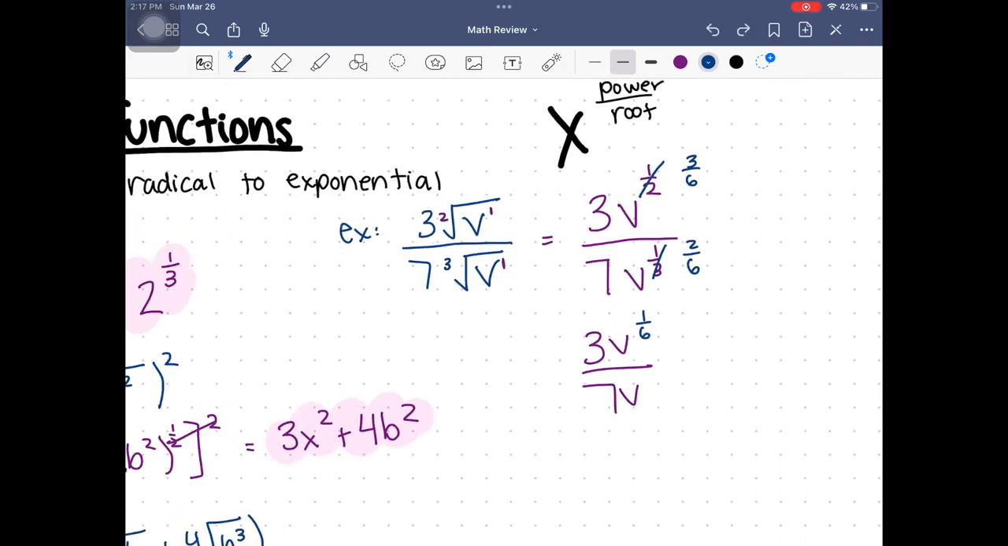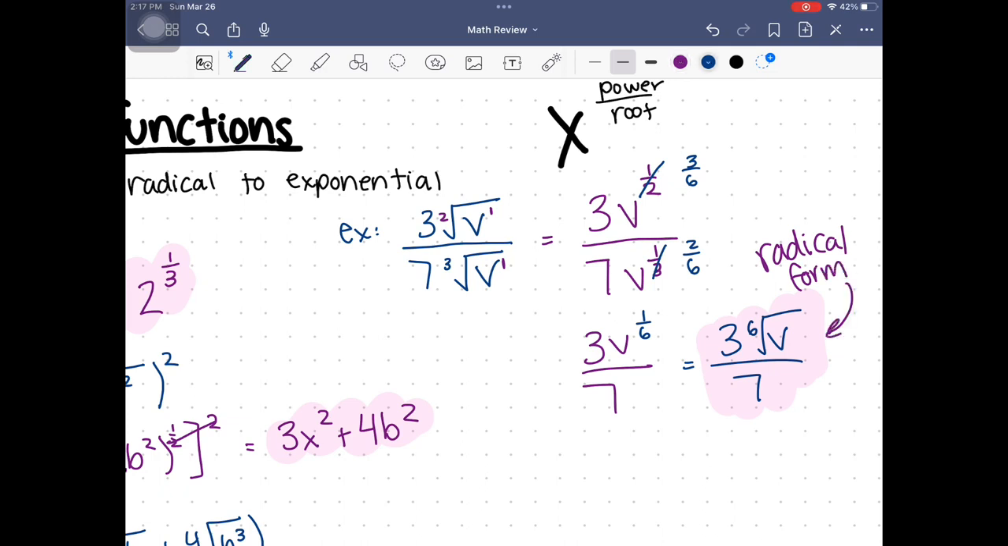If I need to put this in radical form, I need to change it back into a radical. So I'm going to have my 3, okay? And by the way, we are not going to have a v down here because they canceled. There's no more left. Okay, so I have a 7, and then I'm going to have my v. And remember, looking up here, my root is going to be the bottom of the exponent. So this is going to be a 6th root of v. Therefore, this is your final answer. And this right here, this is in radical form. Okay, so if it asks for radical form, that is what you need to put.